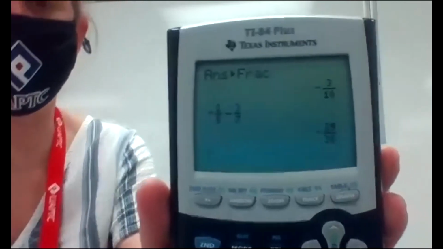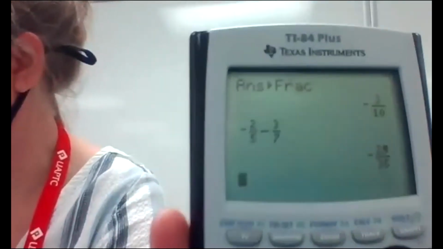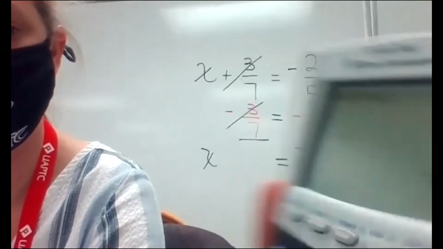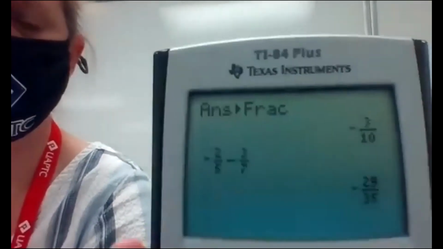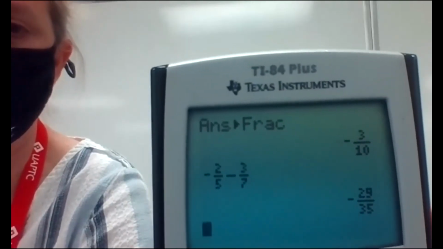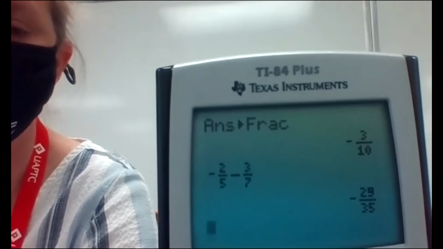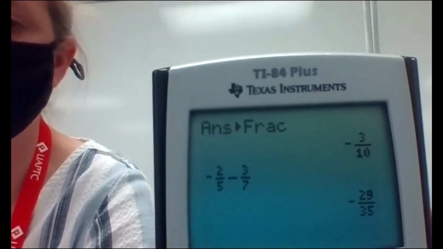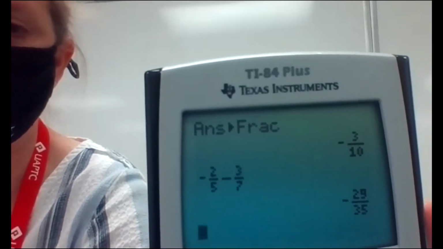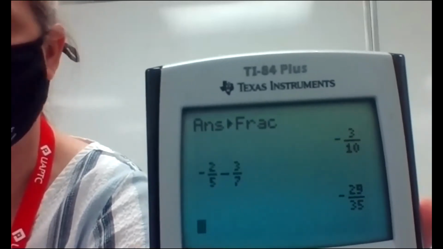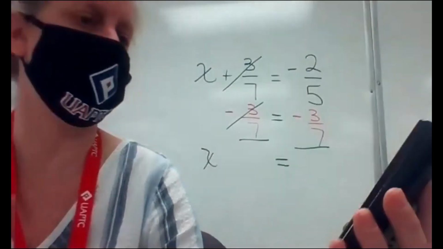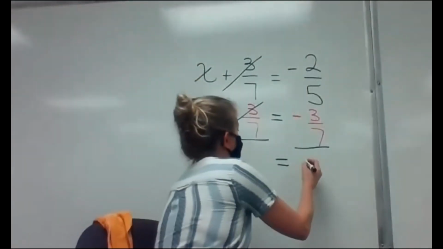Oh, and it gives you the answer in fraction form when you do it that way, right? Yes, ma'am. Okay, I see what you're saying. So you wouldn't have to do the math enter at the end, because if I did it my way, it would have given me a crazy decimal, and then I would have just had to hit math enter to turn my crazy decimal into a fraction. Okay, so what did I get? Negative 29 over 35.